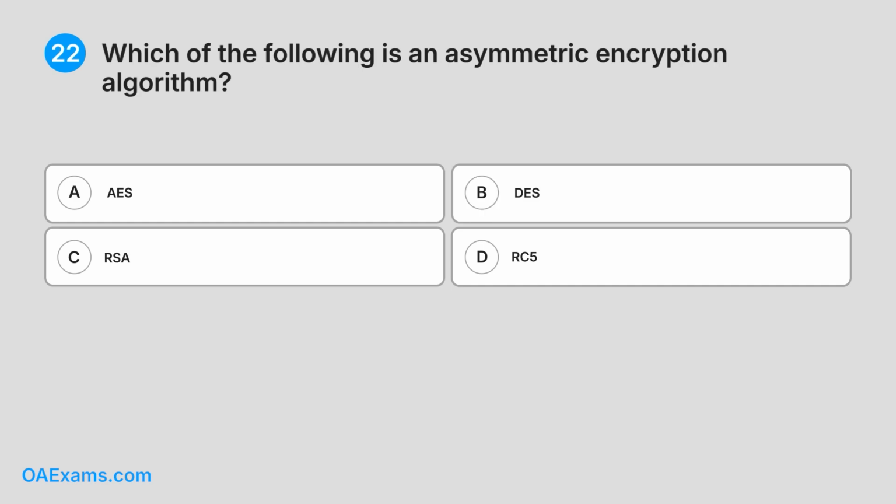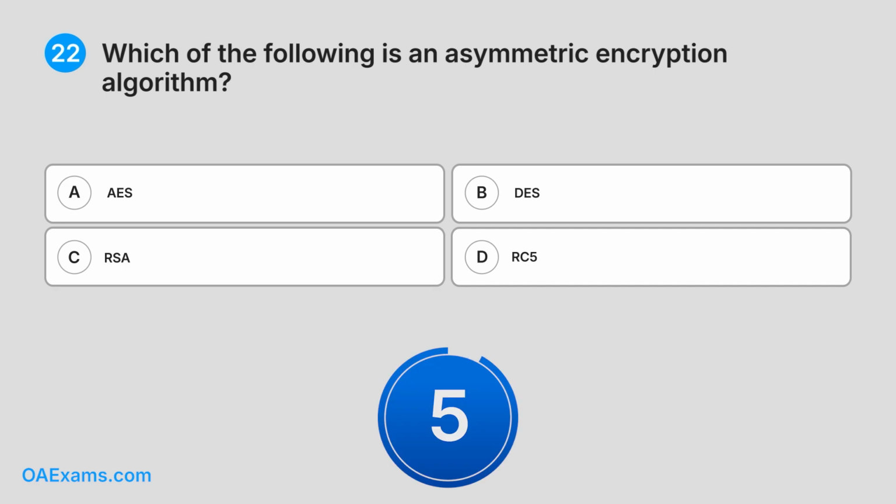22. Which of the following is an asymmetric encryption algorithm? A. AES. B. DES. C. RSA. D. RC5. What do you think is the answer?